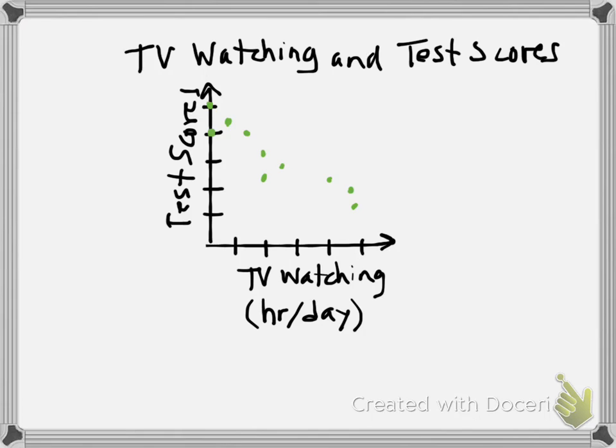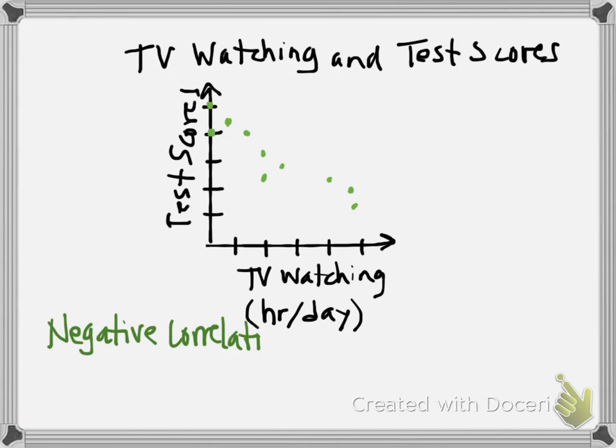Okay, so let's just look at this. What kind of correlation would you say that this scatter plot demonstrates? Finn. Okay, so this is a negative correlation.